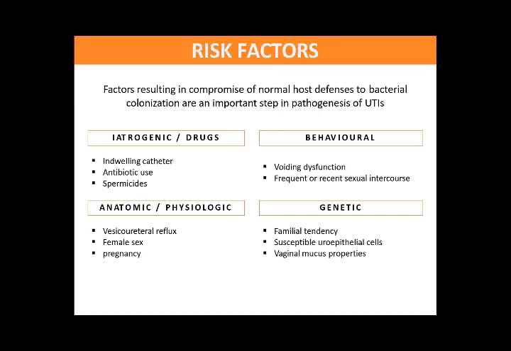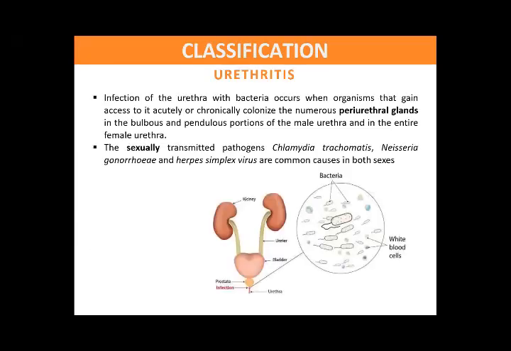Genetic familial tendency and susceptible epithelial cells and vaginal mucus properties. So these are some genetic factors which can lead to high risk of getting UTI. So iatrogenic, some drugs, then anatomical, and the vesicoureteral reflux is very, very important. And sometimes behavior like voiding dysfunction and multiple sexual partners can be a source of infection, and familial tendency, or sometimes vaginal mucus properties that precipitate it, especially in people who are diabetic or in pregnancy, that can have a high risk of UTI.